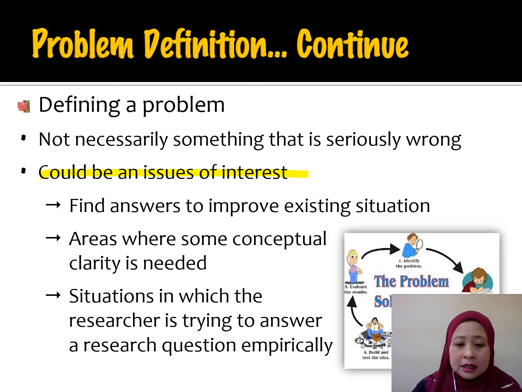First one, find answers to improve an existing situation, areas where some conceptual clarity is needed, and situations in which the researcher is trying to answer a research question empirically. Empirically here, usually your studies, your published papers that have result statistics with the findings.